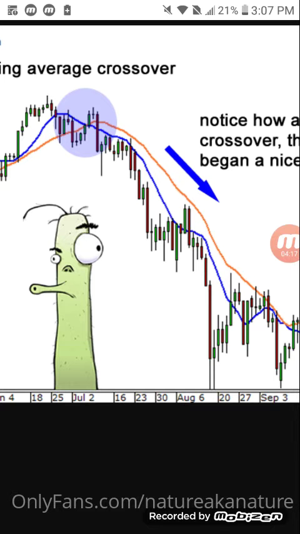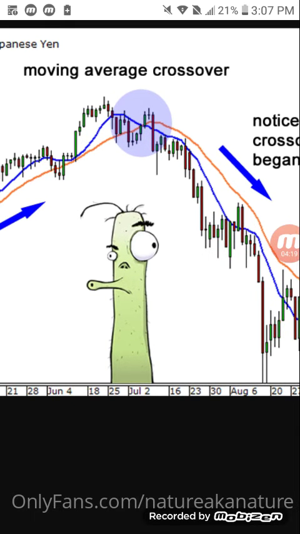Okay, well, it's going to have a moving average crossover. As you can see, notice at the highlighted circle, you can see a moving average crossover as the blue candle crosses over the red candle. As soon as you see the blue and the red candle cross over, it immediately followed a downtrend.